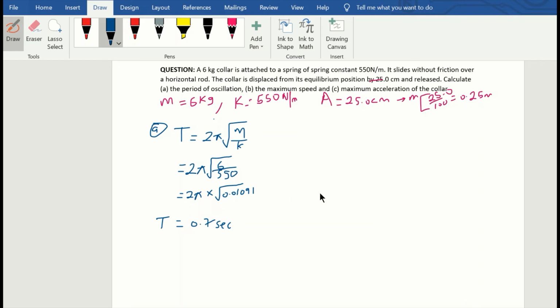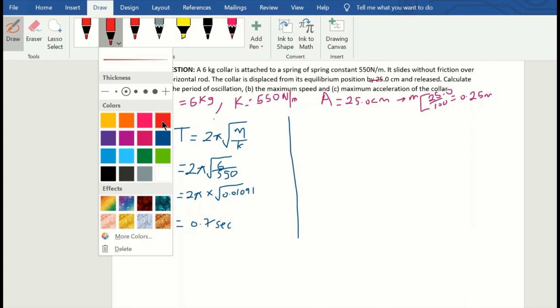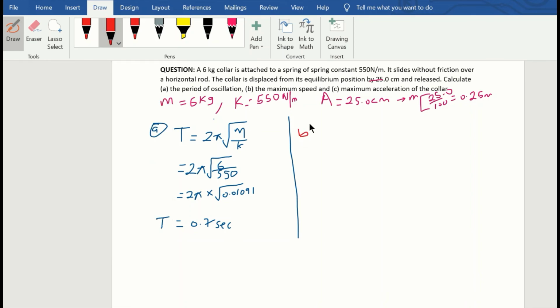Now the next thing we do now is to find the maximum speed. To find the maximum speed, we use the formula again. Remember, we gave a formula for the maximum speed, and we say that maximum speed is equal to the amplitude A times the angular frequency. Good. And please remember that we said that the angular frequency is equal to the square root of k over m. All right, so we can use this in this formula.